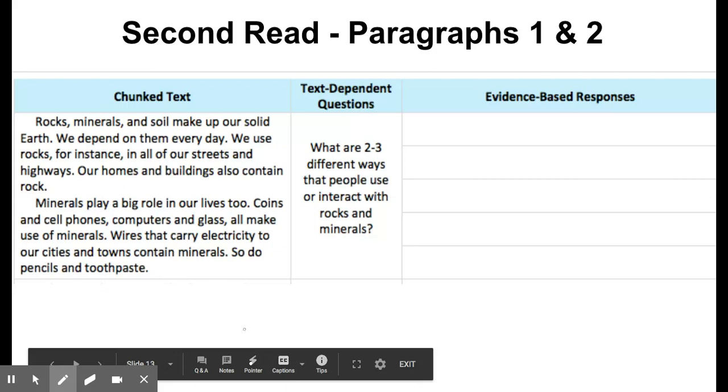Rocks, minerals, and soil make up our solid earth. We depend on them every day. I'm going to actually underline.